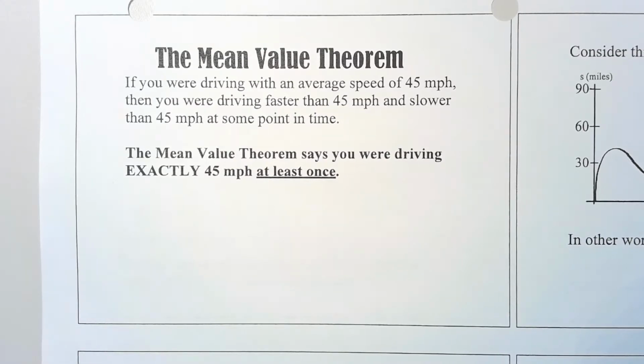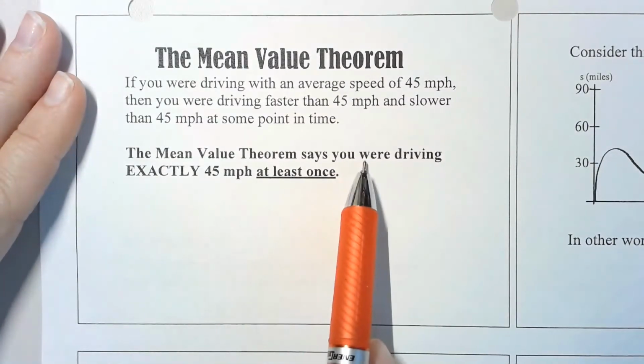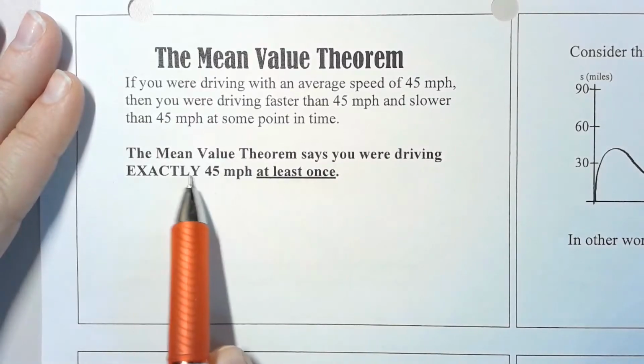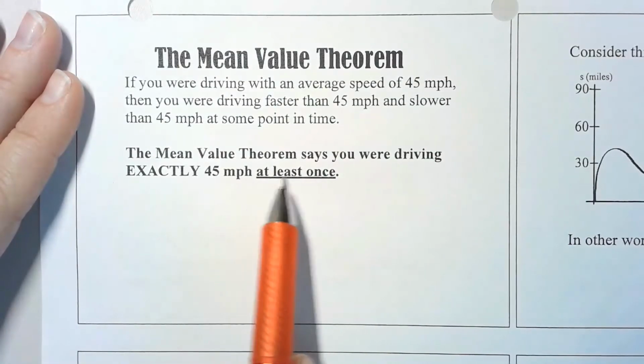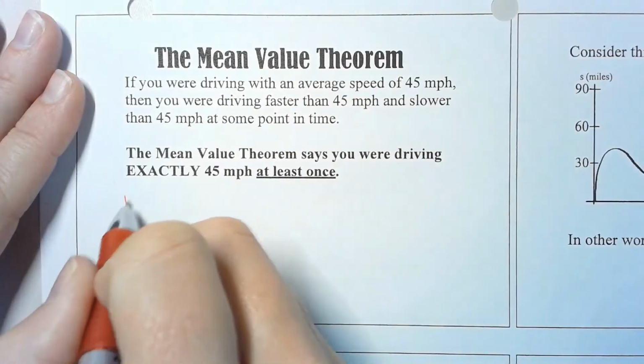So again, from when you turn your car on and you start to drive, you're at 0 miles per hour until you park your car again and you're at 0 miles per hour. If you were driving at an average speed of 45, then that means you had to have been going a little bit faster and a little bit slower than 45 at different times, okay? Well, what the mean value theorem says is that you must have been driving exactly 45 miles per hour at least once. I'm going to write that down.